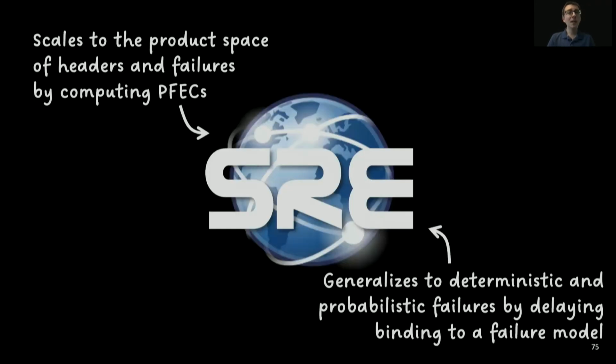So in summary, I've talked about symbolic router execution as a way to scale network analysis to the product space of headers and failures by computing packet failure equivalence classes. And I've talked about the fact that this generalizes to both deterministic and probabilistic failures by delaying binding to a failure model until we've computed the prefix.